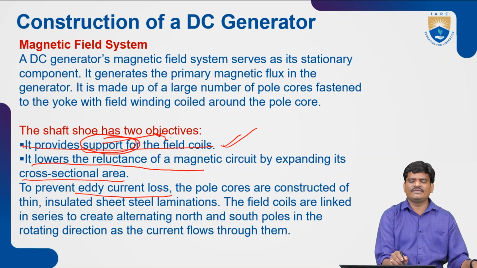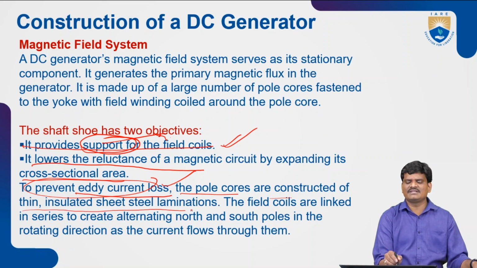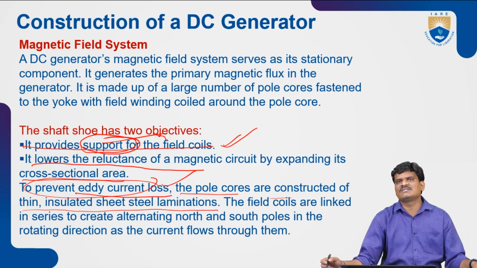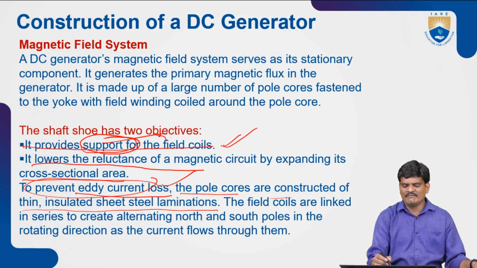And in order to reduce the effect of these eddy current losses, I need to use pole cores, and these pole cores are constructed of thin sheet steel laminations. So what is the purpose of having lamination here? In order to reduce the eddy current losses.